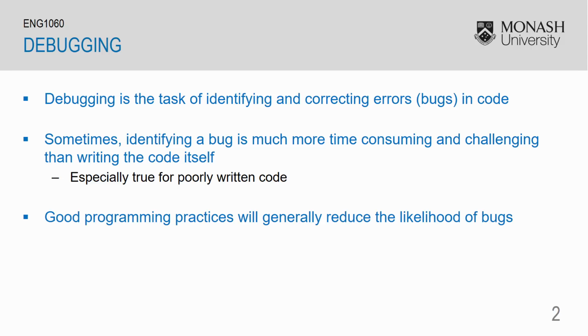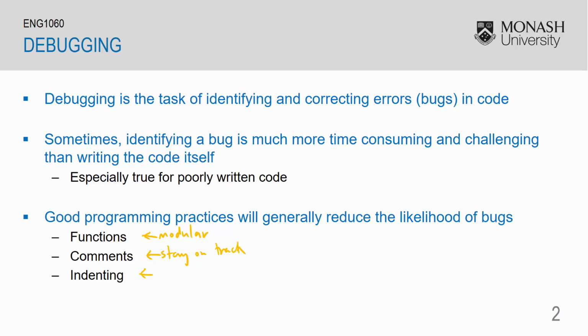So therefore, good programming practices will generally reduce the likelihood of bugs. This includes functions. The modular nature of functions means that bugs are more isolated. Comments allow us to stay on track and remind us of what our purpose is.